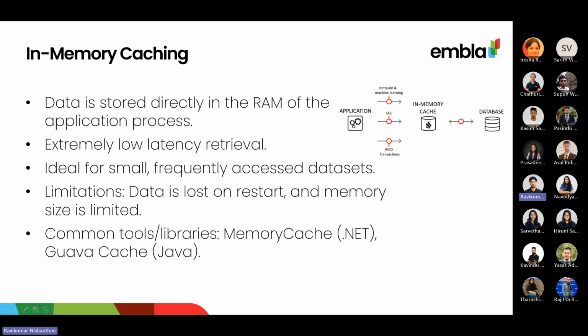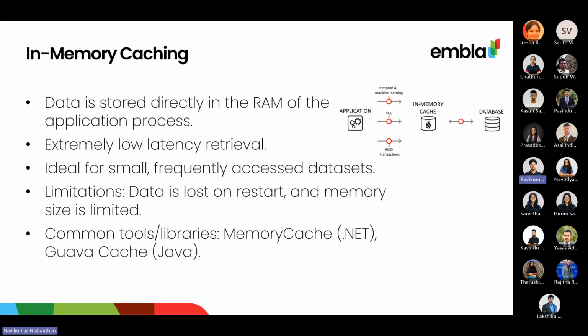In-memory caching, we'll look more into in-memory caching. In-memory caching is one of the fastest ways to cache data because it stores information directly in the RAM of your application. Since the data is in memory, retrieval is very quick, mostly just nanoseconds or microseconds. So it's perfect when you need low latency access. It's especially useful for small, frequently accessed data sets, for example configuration values, small lookup tables or pre-computed results that your application uses all the time.